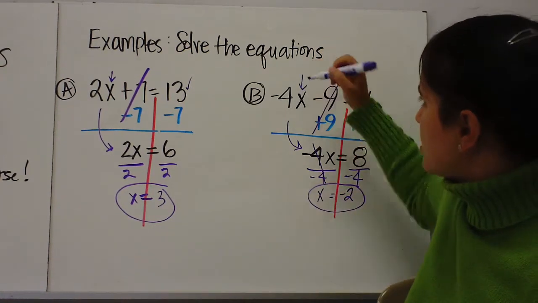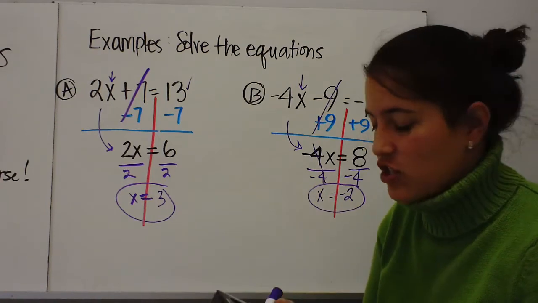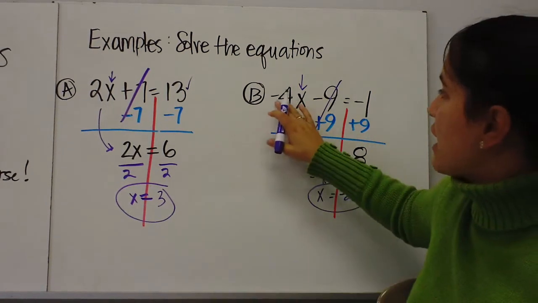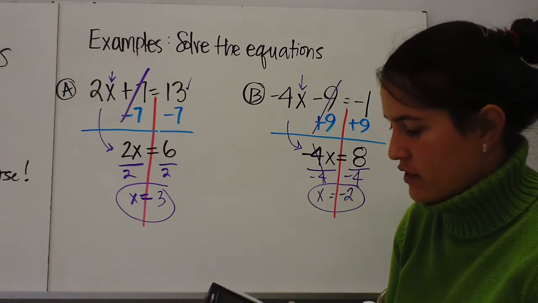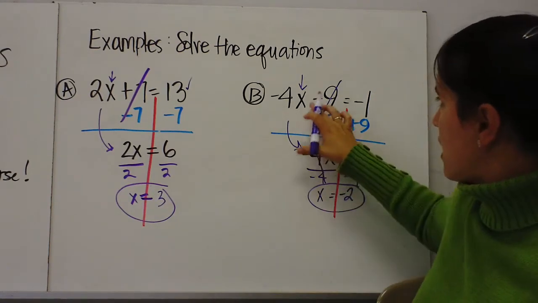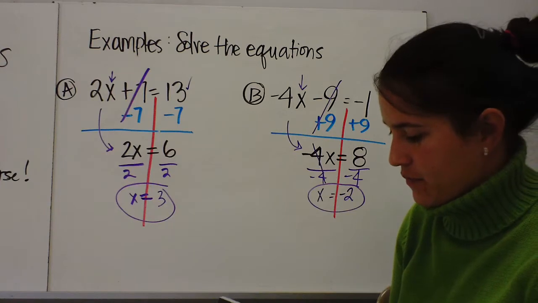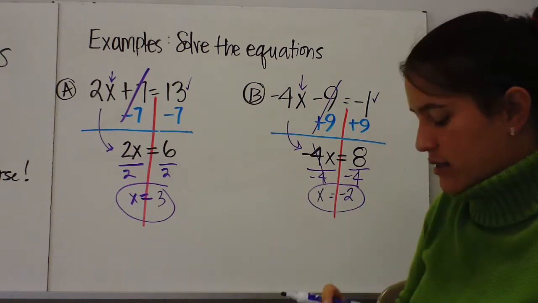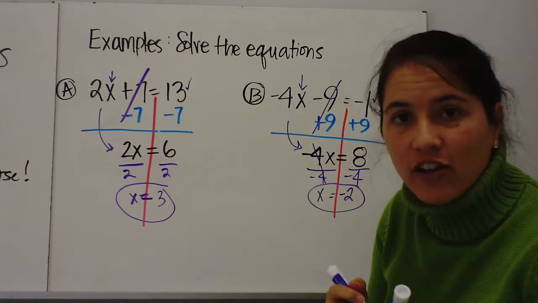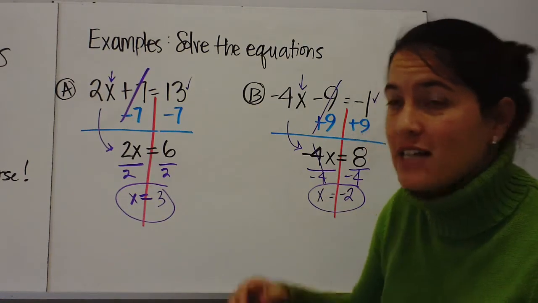So I can substitute it back in for x to check my work. This means negative 4 times negative 2 minus 9. And I got negative 1, which is what I have, so it checks out. You can always check your answers with equations. That's what's really nice about equations.